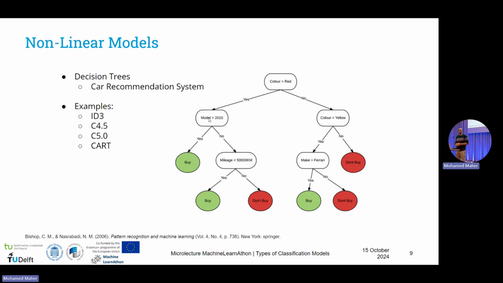If the car model year is greater than 2010, we are going to recommend buying it. If it's less than 2010, we are going to find out how much mileage it covers. So it's basically a set of business rules over the features, and these business rules construct the decision tree model that can make the classification model of the car recommendation system. And of course, this set of rules constructs a nonlinear model over the input space that we have.